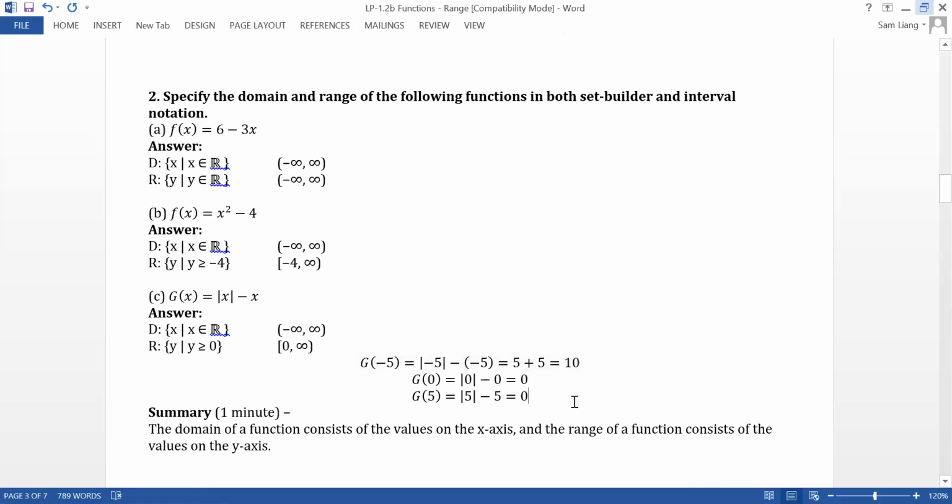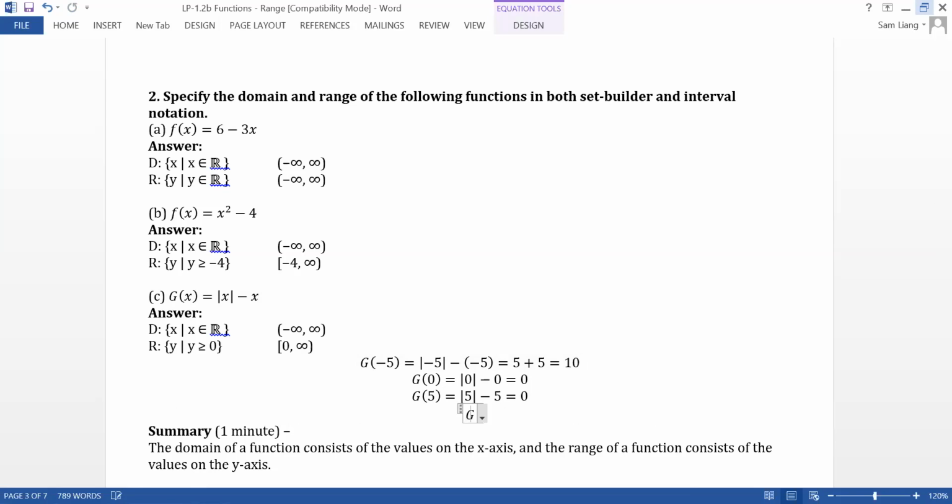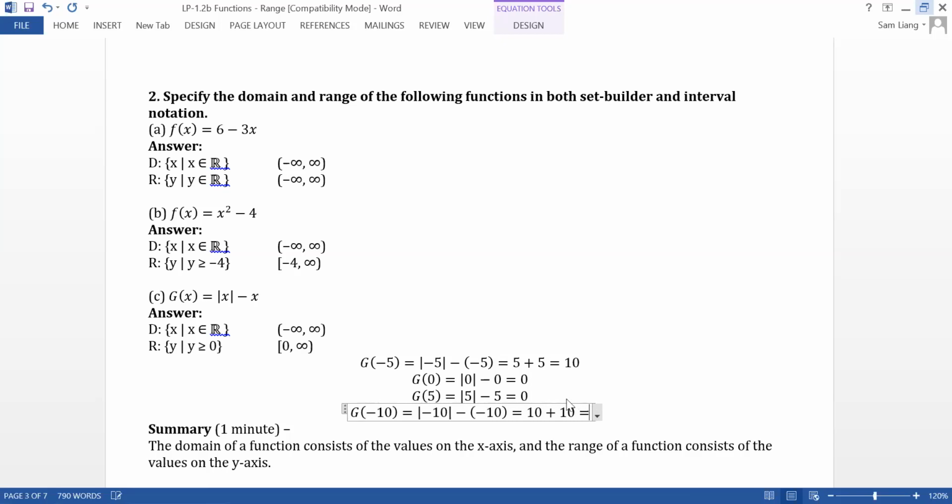But just to extend that thinking, let's say you plug in -10, so absolute value of -10 minus -10, that's 10 plus 10, which is 20. Okay, so you can actually attain any value above 0. Okay, so the range here is going to be 0 to infinity, inclusive of 0.